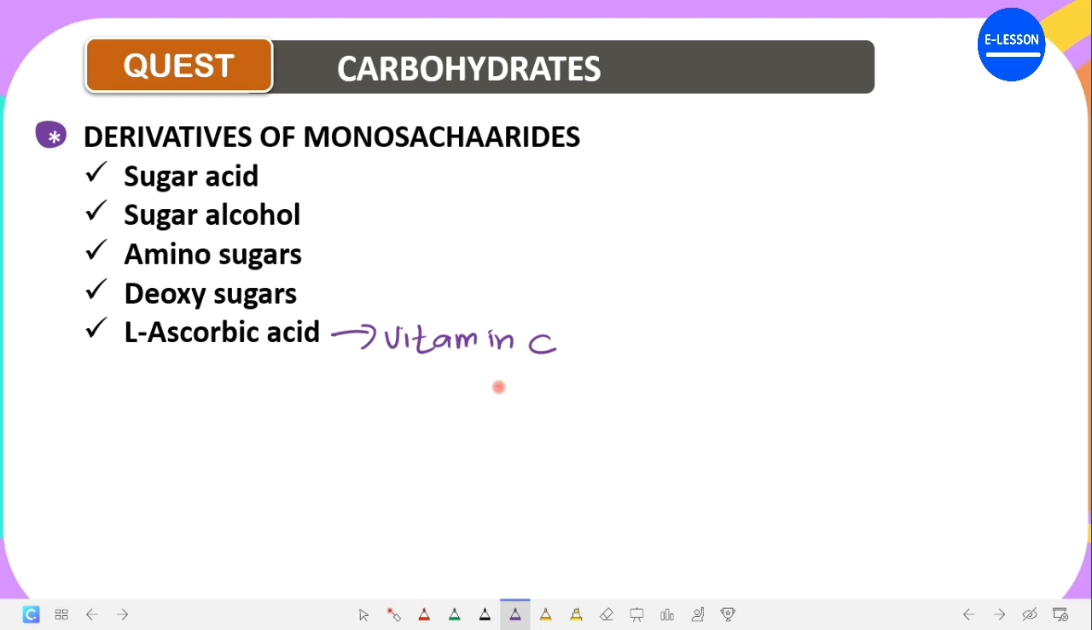And then for this lecture, I'm going to talk about the sugar acid, sugar alcohol, amino sugar, and then deoxy sugars. And then what you are going to do for me as an assignment is to get me the structure of vitamin C and then write a short note on vitamin C. So let's dive right into the lecture.